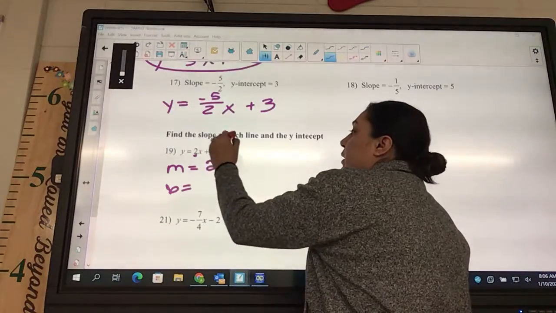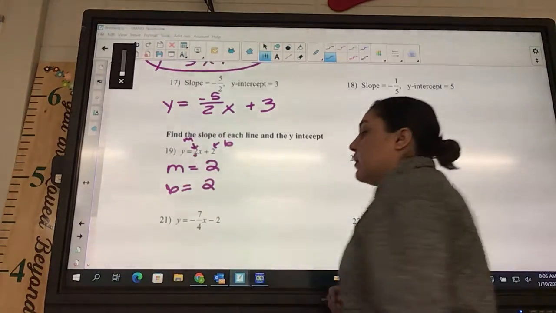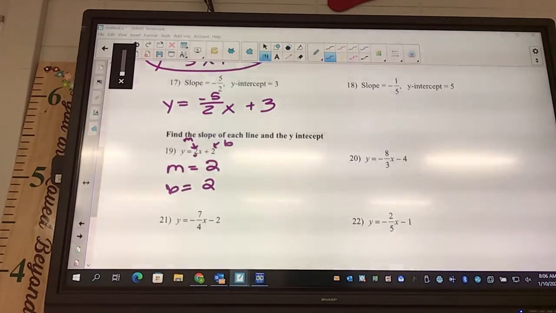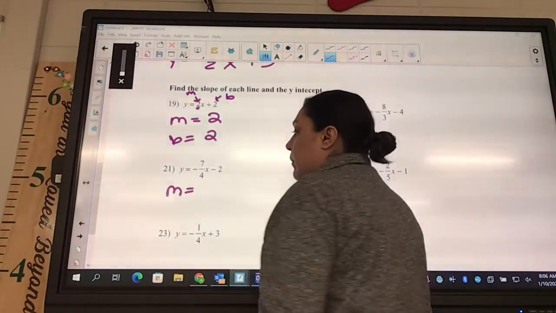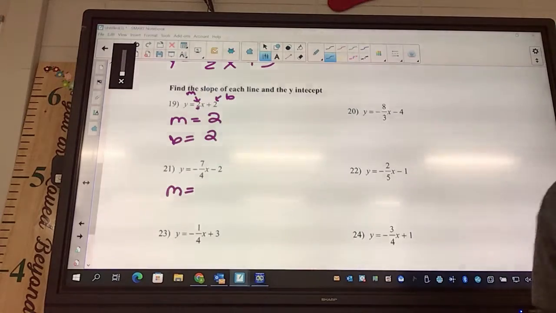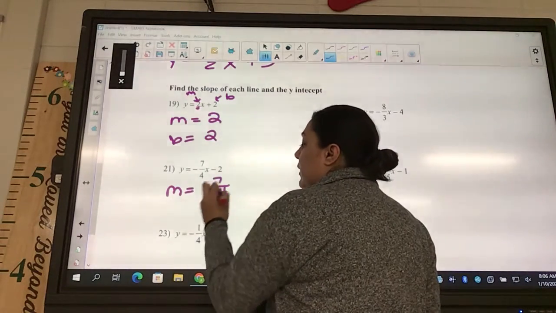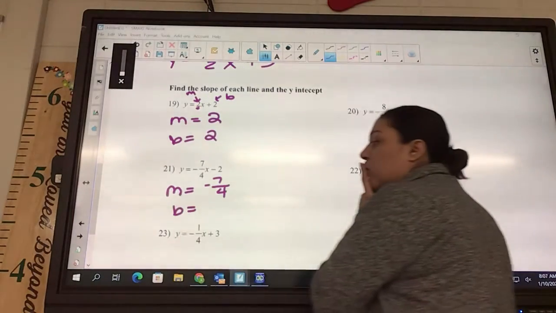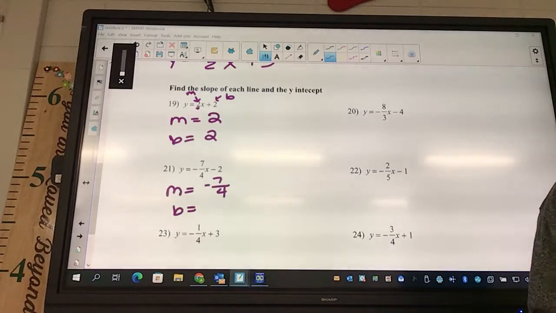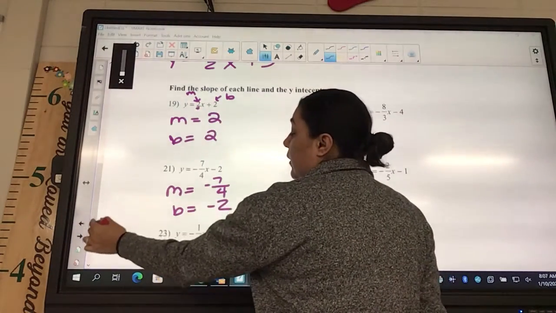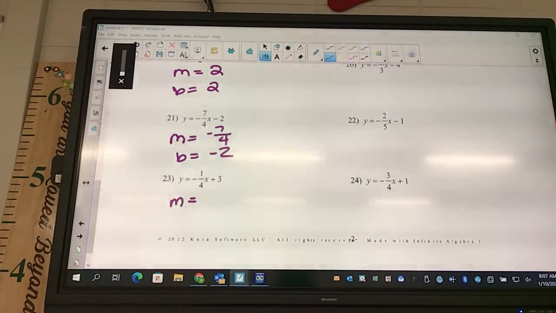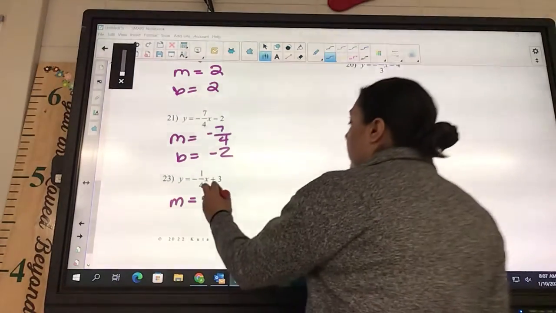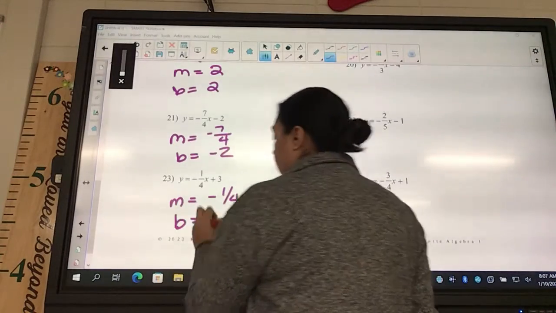Okay, this one is always going to be the b. This one's always the m. Okay, so my b is 2. Okay, 21. What's my m? What's my slope? 7 over -4. Yep, so we got 7 over -4. And what's my b? Negative 2. Good. Okay, 23. What's my m? Negative 1 over 4. What's my b? 3.